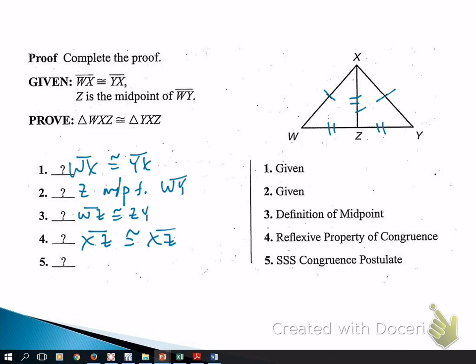Now I can go mark my picture. I have enough information now. I've got side, side, side. So we're going to say triangle WXZ is congruent to triangle YXZ, making sure that we are matching up our corresponding sides. Okay? And we're done. So hopefully not too bad there.